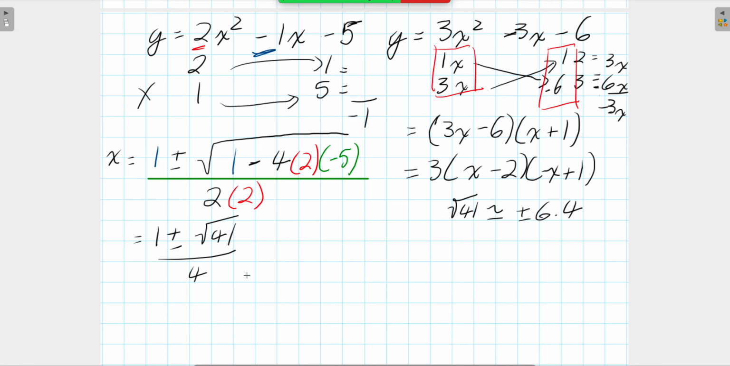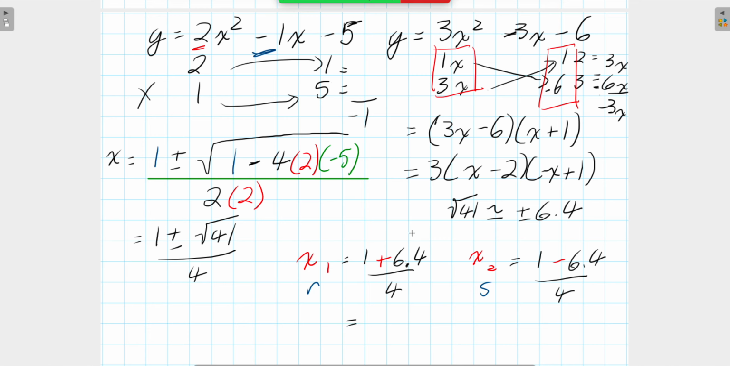Okay, so this is where we set up our two equations again. We'll call it x subscript 1, the first root, and the second root, or the r and the s value if we're trying to go into factored form. So we end up with 1 plus in the first one. 1 plus 6.4. And we did a bit of rounding, right? It wasn't exactly 6.4. Divided by 4. And 1 minus 6.4. Divided by 4. Okay.